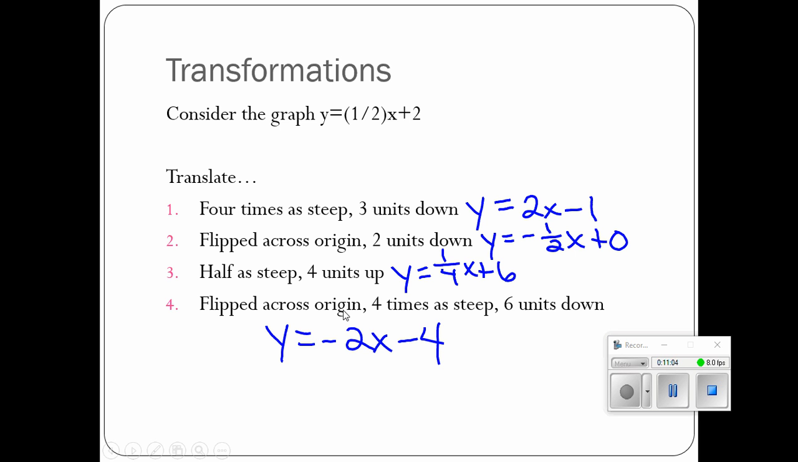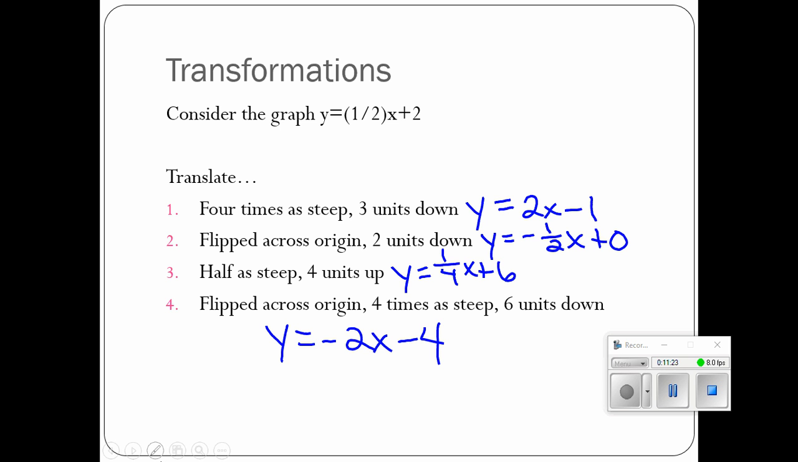Flip across the origin, which is we're going to do negative 1 over 2, but then 4 times as steep. So negative 1 over 2 times 4, which is negative 2. And then 6 units down, you just subtract 6 from here, which is negative 4. All the math can be done on decimals.